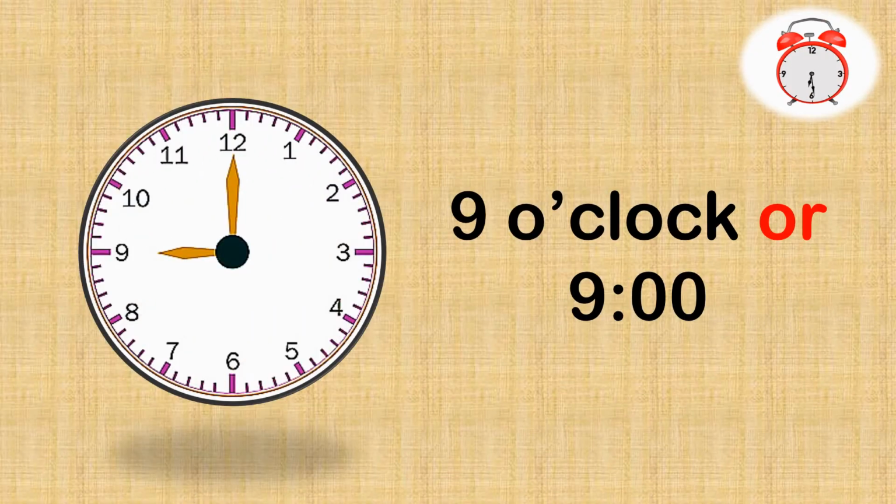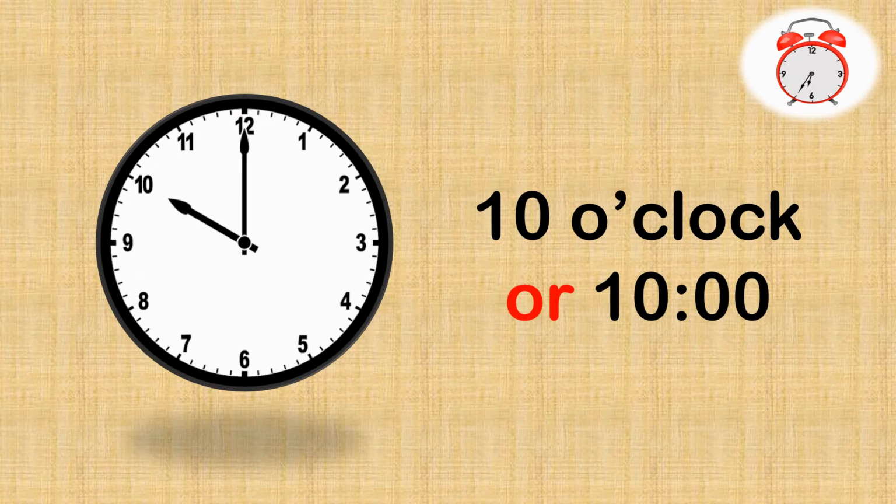Children, now look at this clock. When the minute hand is at 12 and the hour hand is at 9, this means the time is 9 o'clock. We read it as 9 o'clock. We write it as 9 colon 0 0 or as 9 o'clock.